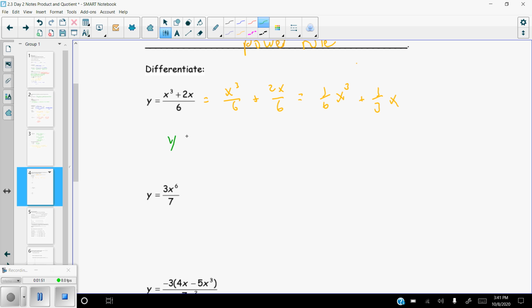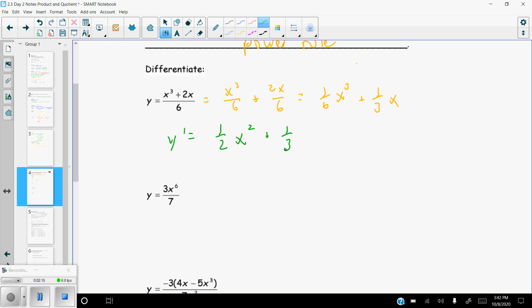So now, y prime, using the power rule, we bring the 3 out to the front, multiply it by the 1/6, so 3/6 is a half. Reduce the power by 1. And then the derivative of 1/3 x is just 1/3. And that's it. Okay, probably much shorter, much easier, and it's already simplified than trying to do the quotient rule.